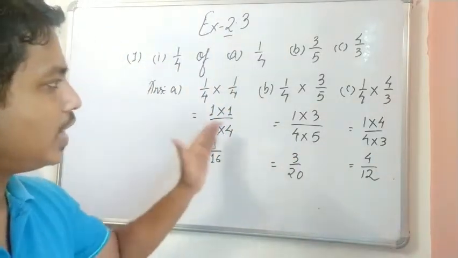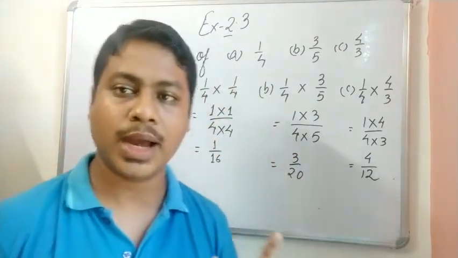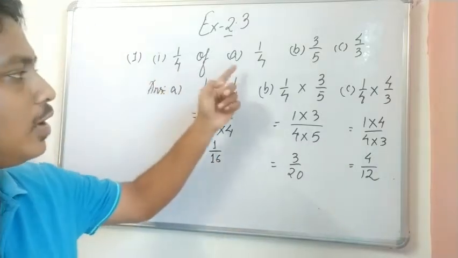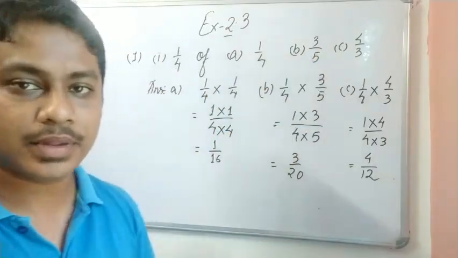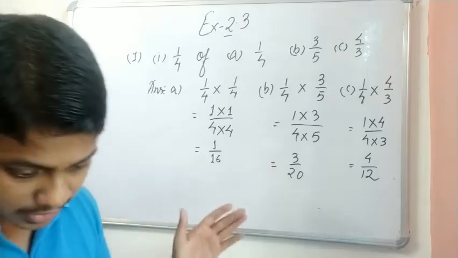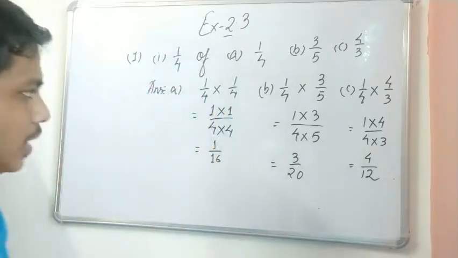Okay, so this is how we have to do the first question, that is question number 1, 1 by 4 of A, B and C. Any doubt regarding this you can ask. Then we go to question number 2.